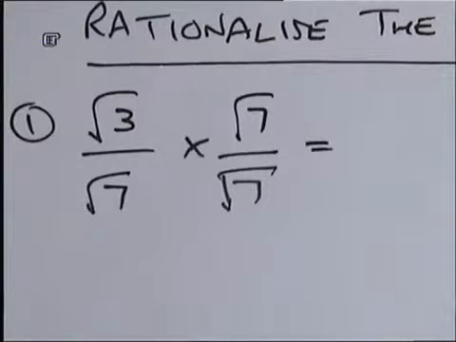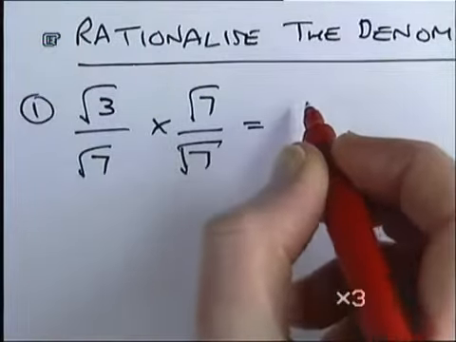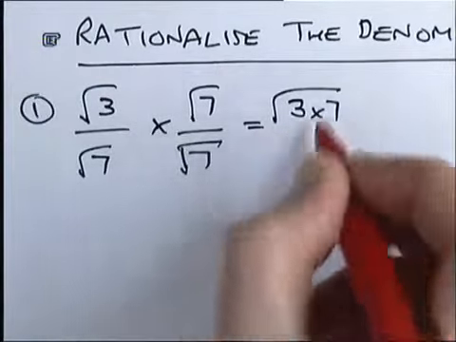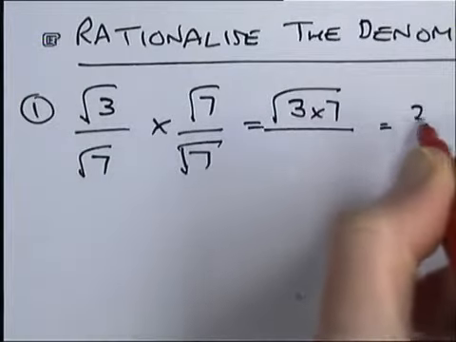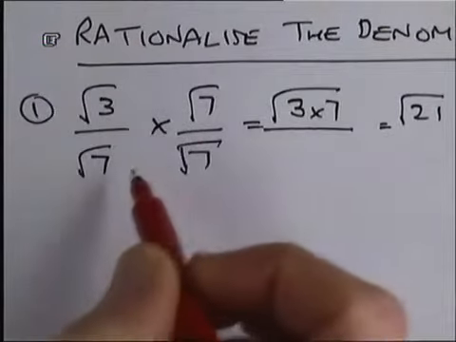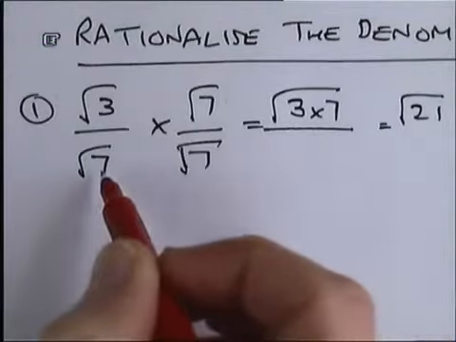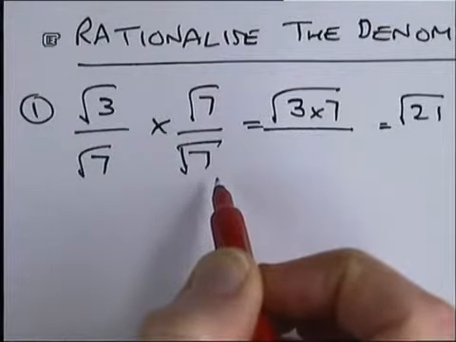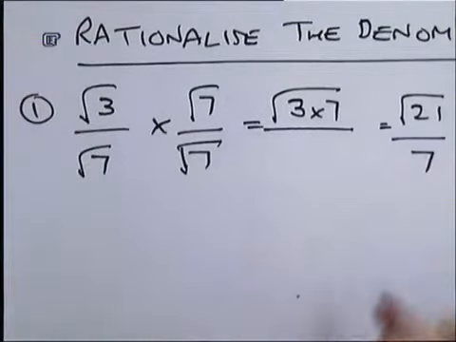So on the top, root 3 times by root 7, it's root 21. And the way I've done that is said that's the same as 7 times by 3, all square rooted. 7 times by 3 is 21, so that's root 21. And on the bottom, root 7 times by root 7, well, you may remember that any square root times by itself is the number inside the square root. So root 7 times root 7 is just 7.